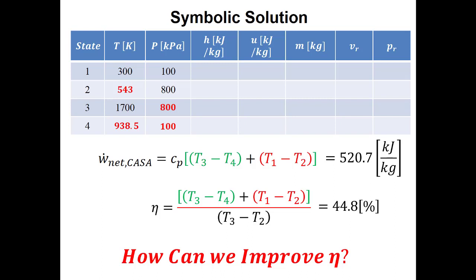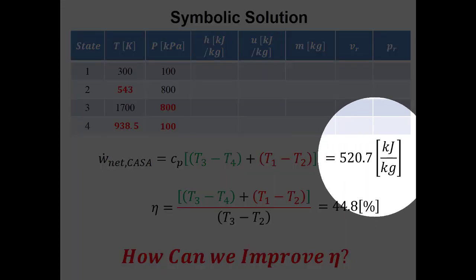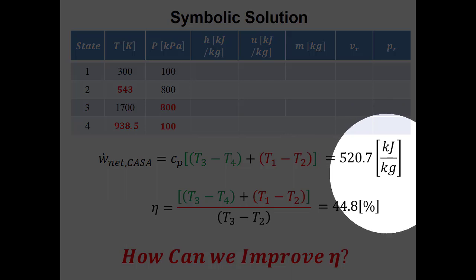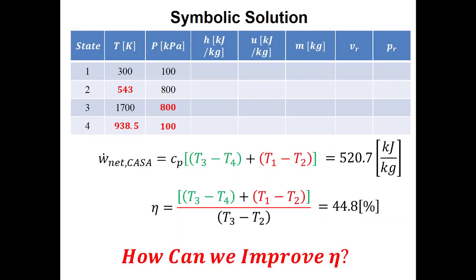We found that the net power per unit mass flowing through the system would be 520.7 kilojoules per kilogram. So this is kind of nice because if you're trying to sell some of these things, you can look at your application and you can say, okay, maybe I need just over a megawatt of power. Well, that tells me how many kilograms per second that I'm going to need in order to get up to a megawatt of power. So you can kind of scale your process by changing your flow rate.